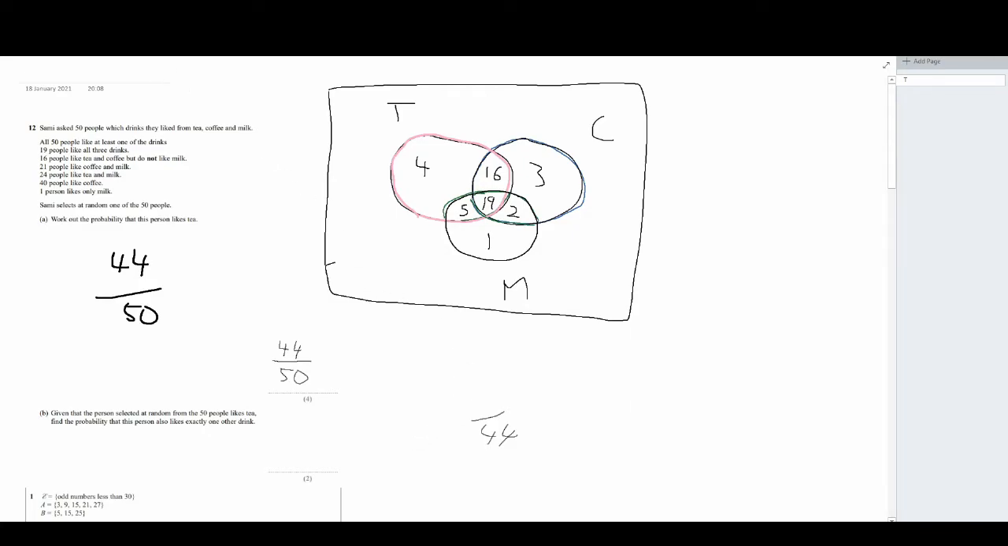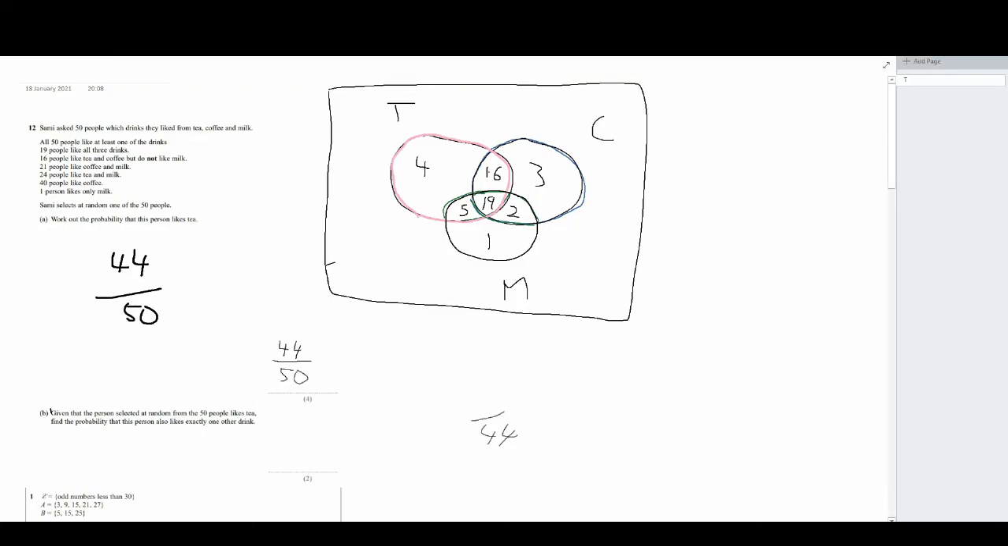And if you chose 21 out of 44, well, you're correct. The reason for that is, given that the person selected likes tea, we're told that we're going from the people who like tea. So given that they like tea, this is what they mean: from the people who like tea. So out of the 44 people who like tea, finding the probability that this person also likes exactly one other drink.